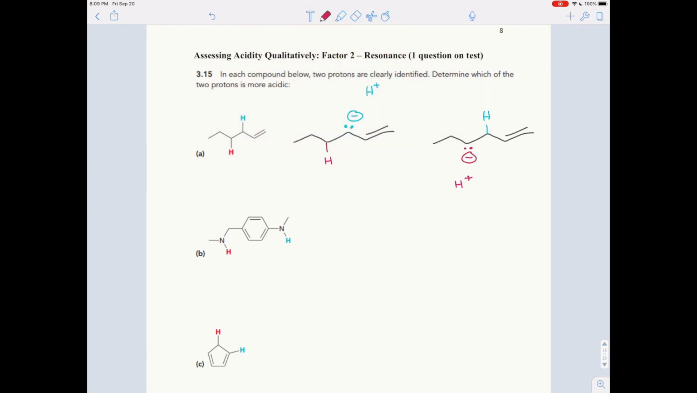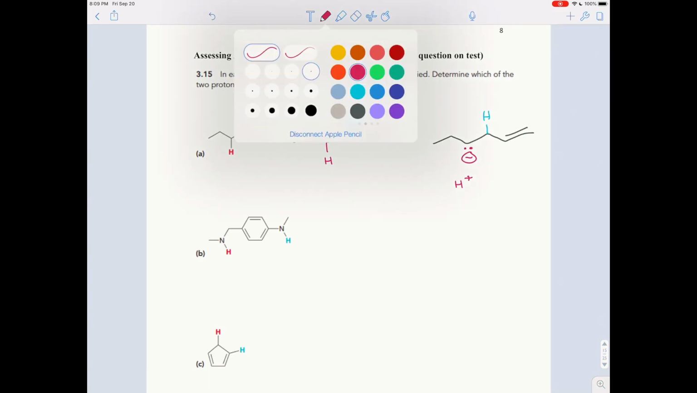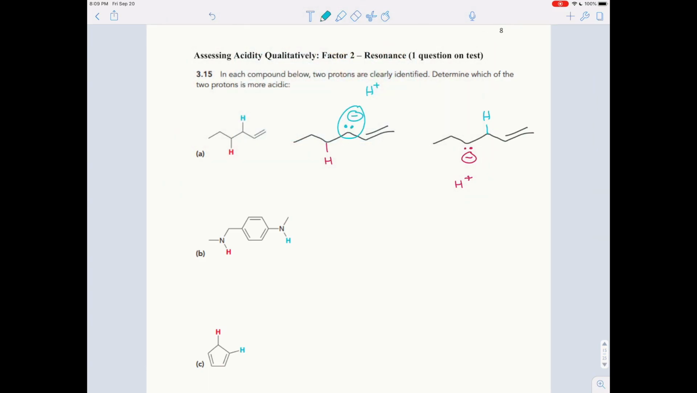So which of these molecules is more stable? Because this lone pair is allylic, it's one atom away from that atom in a double bond, it's going to be involved in resonance, and the negative charge will be spread out. The electrons will spread out, and the negative charge will be partial over here and partial over there.